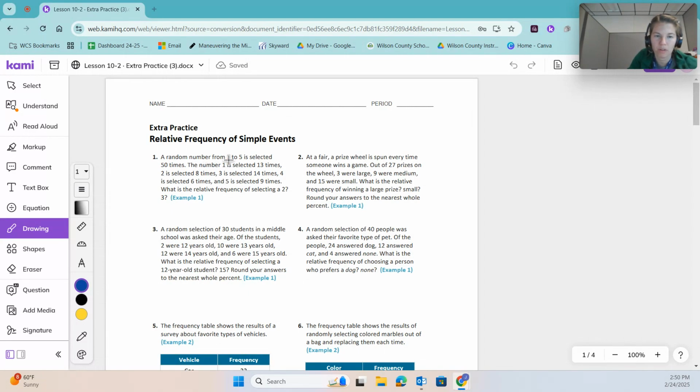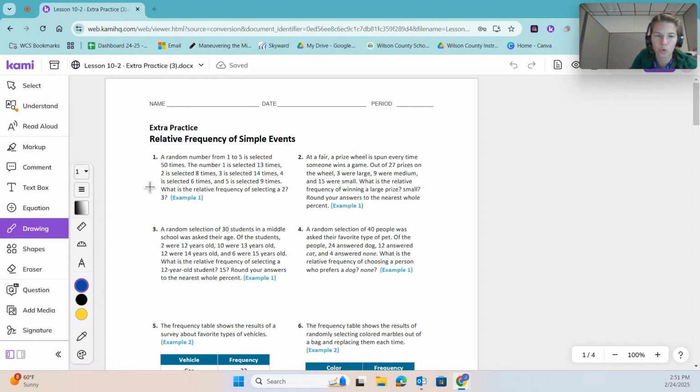A random number from 1 to 5 is selected 50 times. The number 1 is selected 13 times, 2 is selected 8 times, 3 is selected 14 times, 4 is selected 6 times, and 5 is selected 9 times. What is the relative frequency of selecting a 2 or a 3?